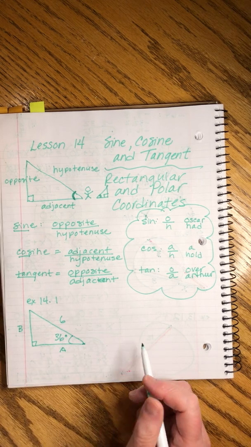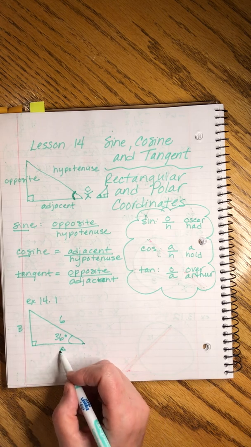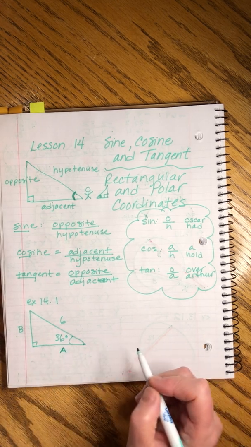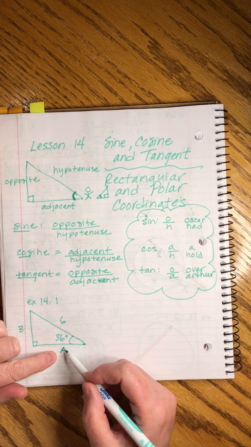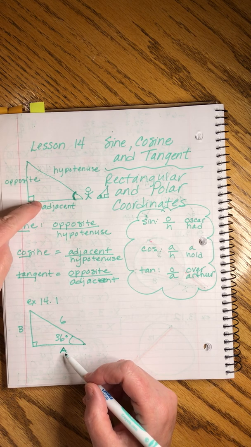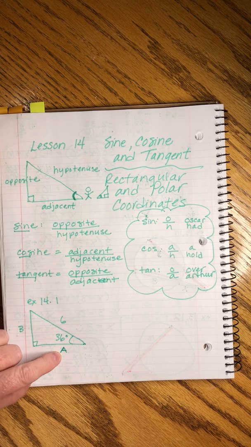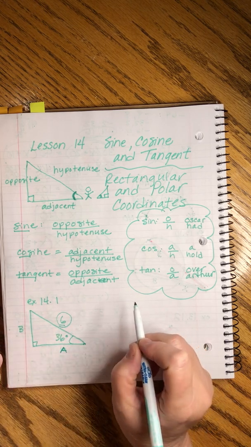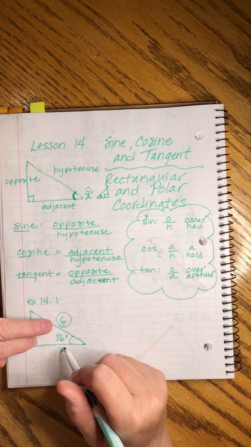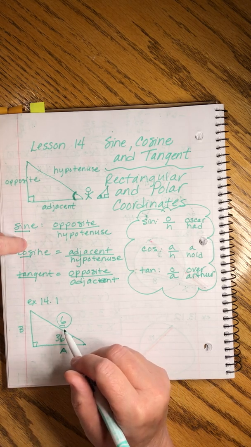Okay, so here's our diagram, and we've been asked to find A and B. All right, so we start by going alphabetically, and I know that A is the adjacent side, right? I can figure that out. So I know that I would like to compare the adjacent side to the hypotenuse because the hypotenuse I know. So I need to use the ratio that compares adjacent to hypotenuse, and that's cosine, right?